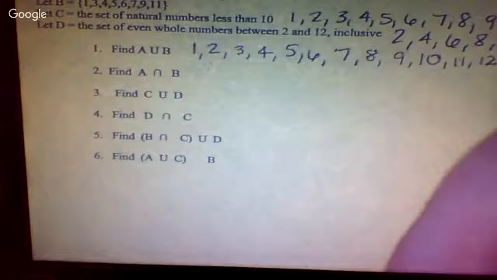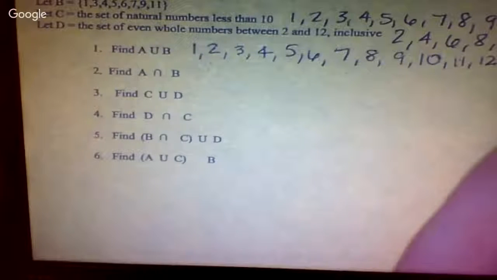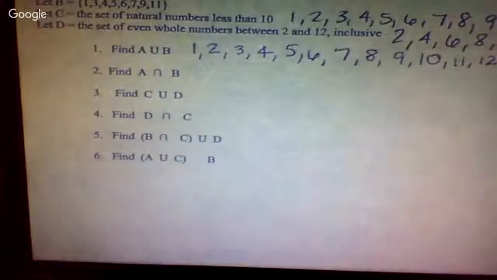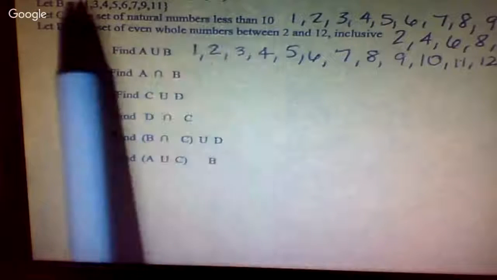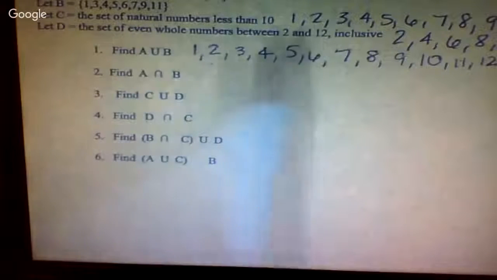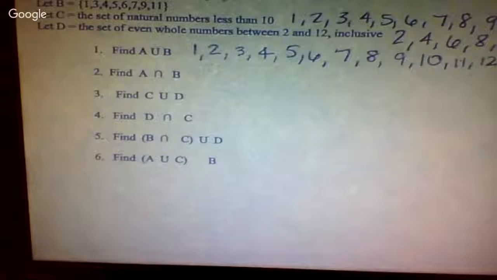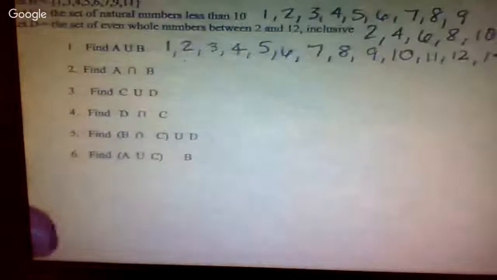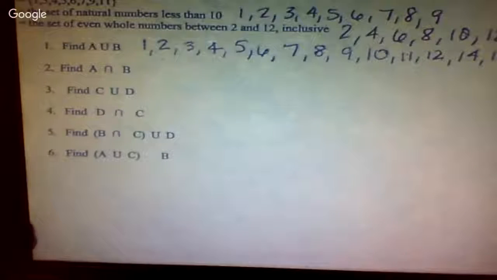12, 14, 16, 18, and 20. Yes, you have to include every number that's in set A and the numbers in set B because it's a union. And A is the even numbers from 2 to 20. That should be 16. Yeah, 18 and 20 are also on there. Oops. I accidentally put 13.